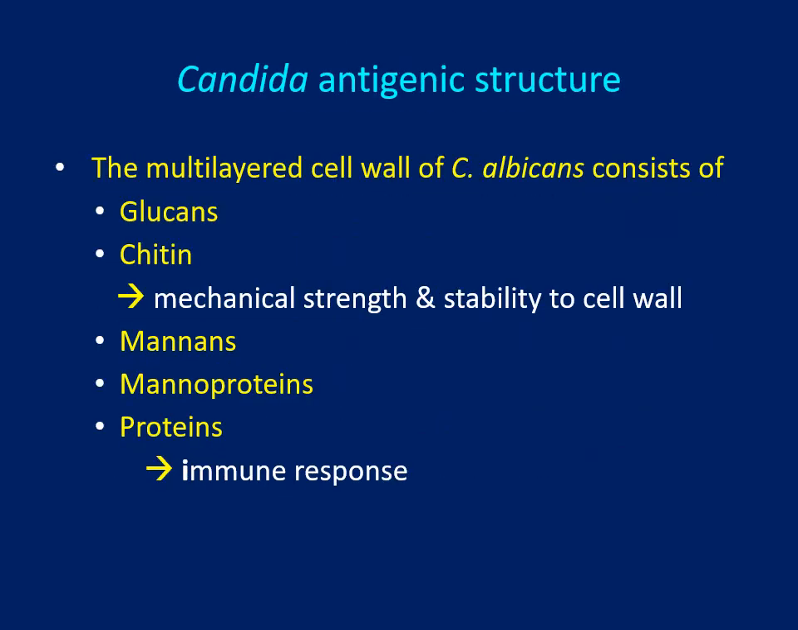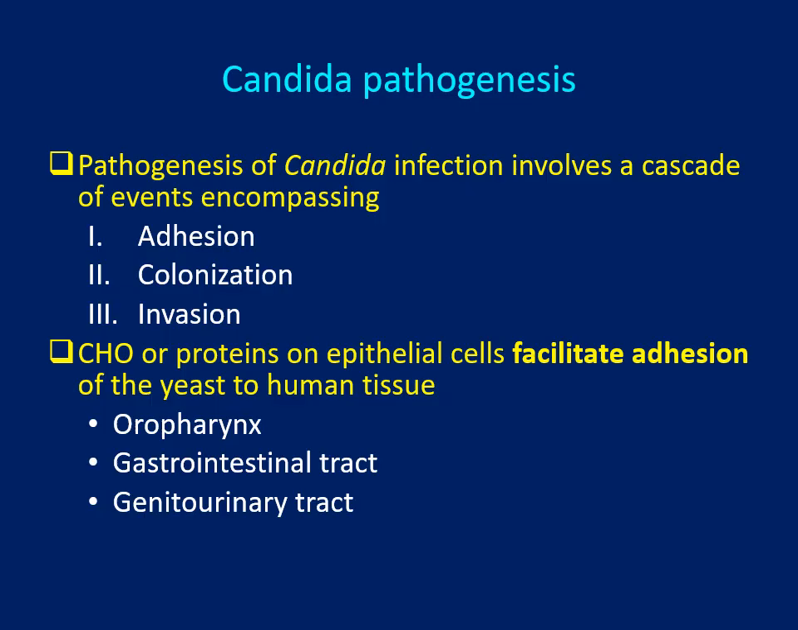The antigenic structure of Candida is quite complex because Candida has a multi-layered cell wall. This cell wall consists of glucans and chitin, which give the Candida mechanical strength and stability. The mannans, mannoproteins and other proteins are important in eliciting and triggering the immune response. So this is why Candida pathogenesis is quite complex.